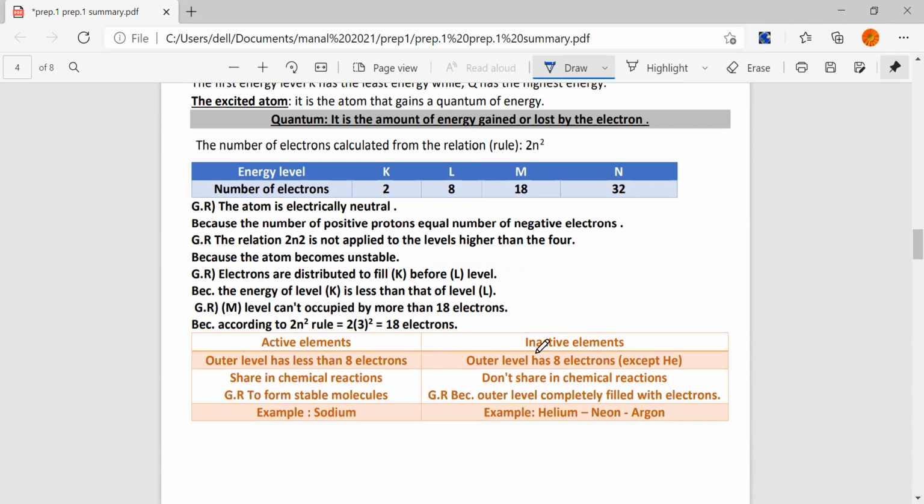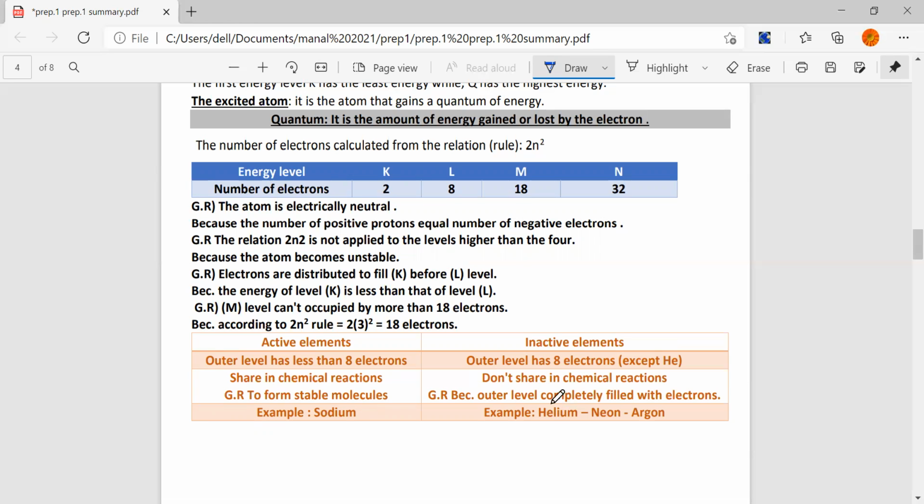their electron configuration. We look at the outer energy level. If the outer level has less than 8 electrons, that means this element is an active element and shares in chemical reactions to form stable molecules, such as sodium, carbon, calcium, magnesium, hydrogen. All of these elements are active because their outer energy level has less than 8 electrons. Hydrogen carries 1 electron in its outer energy level.